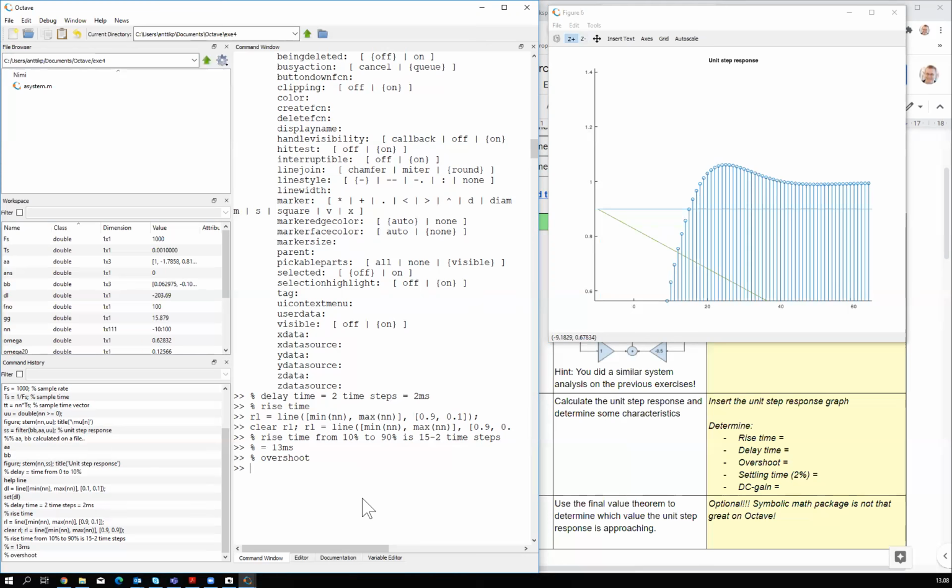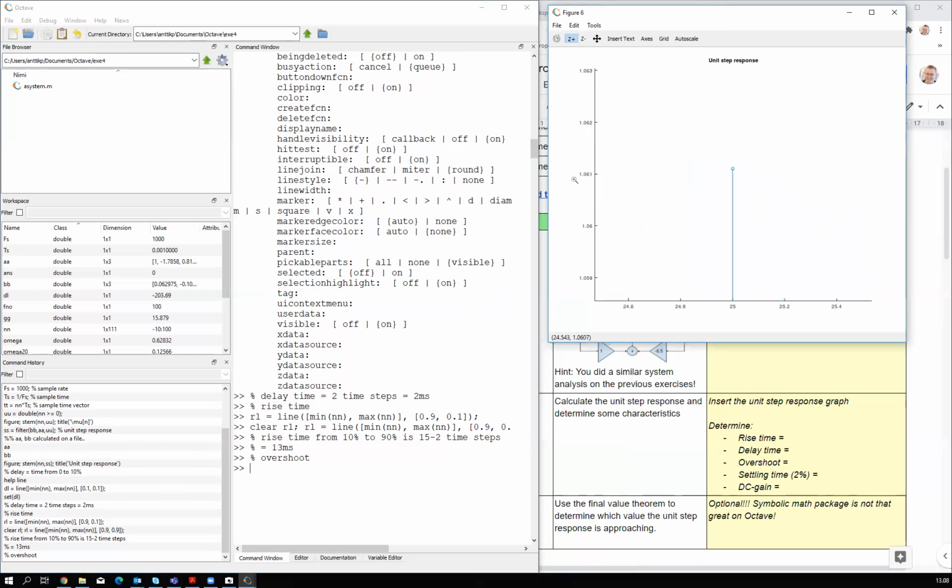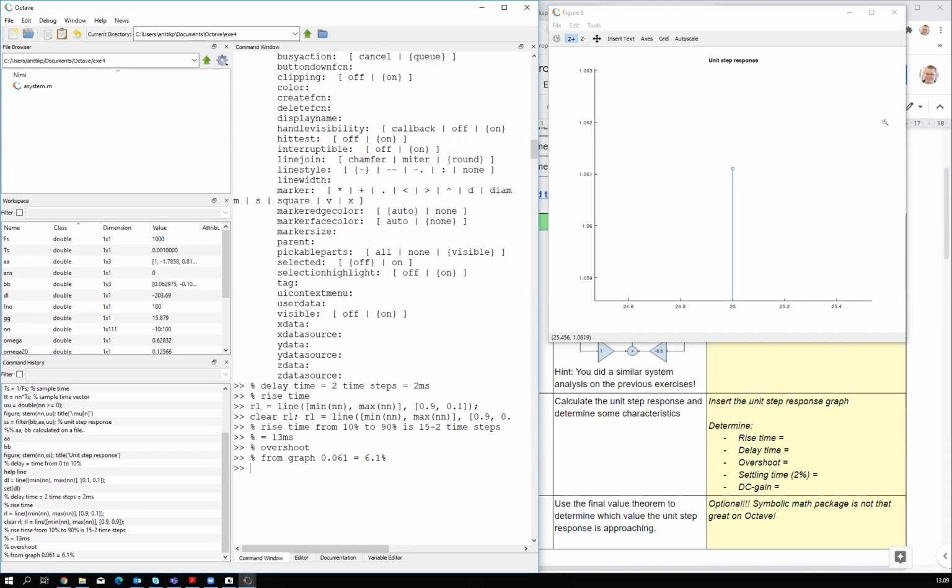And there, I'll just put the line. Well, I don't need the line, but I can actually just guesstimate it from here, maybe. Well, that's the highest point. Also, we have overshoot of 0.061. So overshoot is the difference. So it's 6.1% overshoot, which is not much.